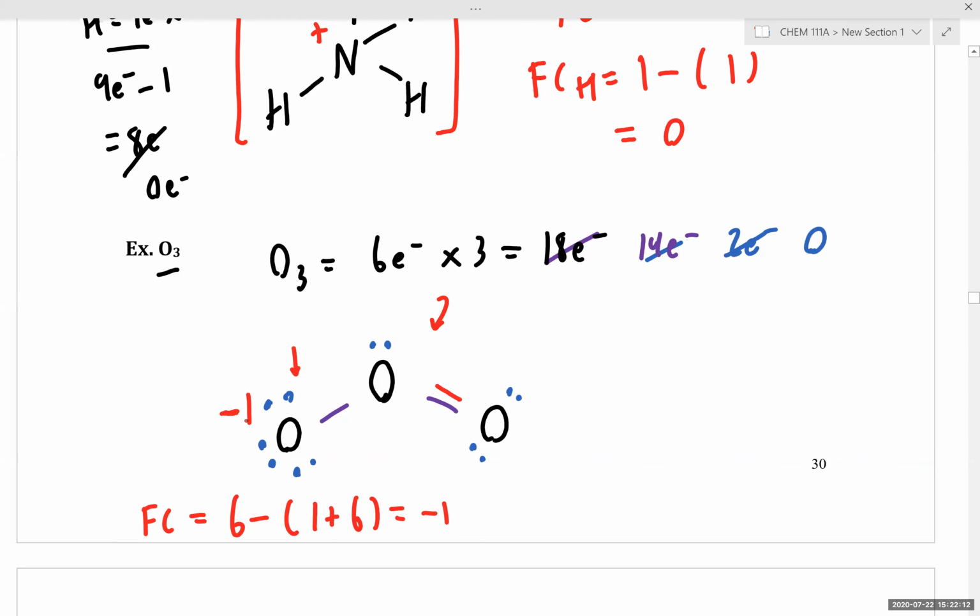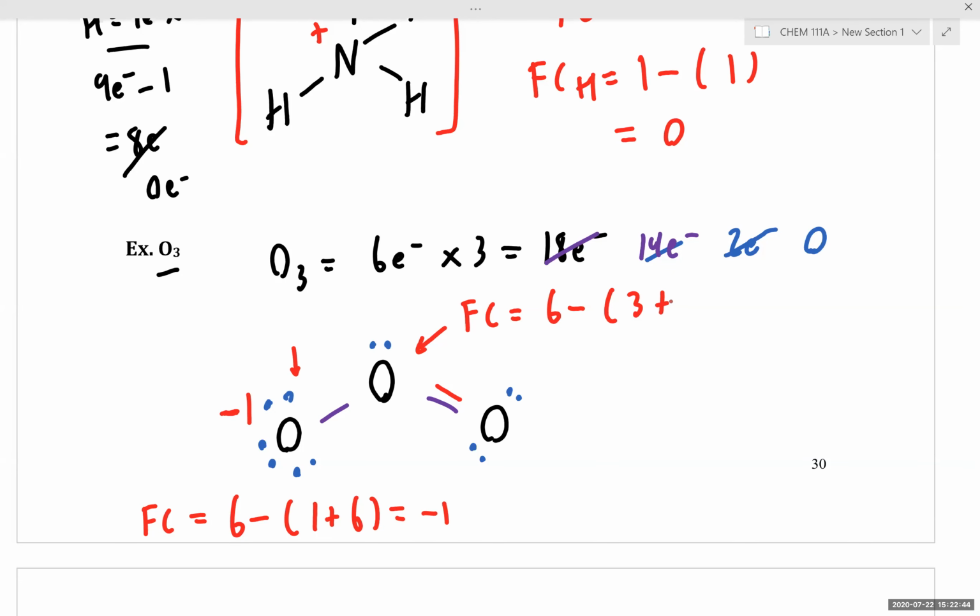That already begins to set off some alarm bells. Wait, what's going on here? This molecule's neutral. Well, let's look at the formal charge of this middle oxygen. So again, our group number is 6. And how many bonds is this middle oxygen forming? 3, yep.